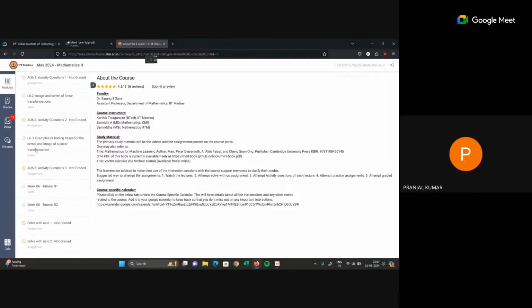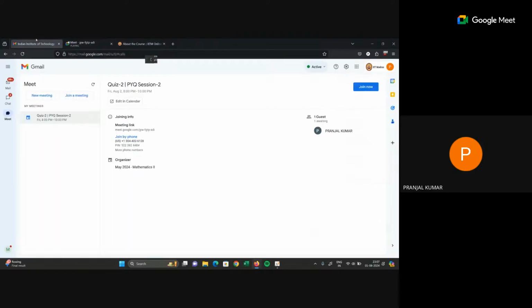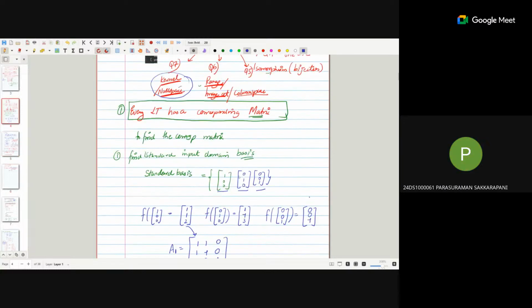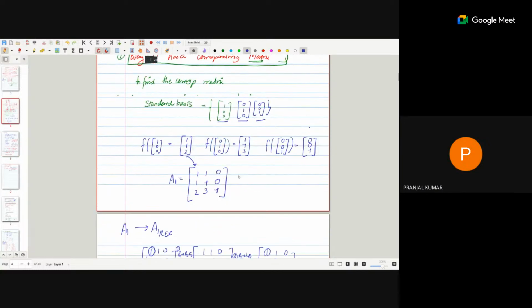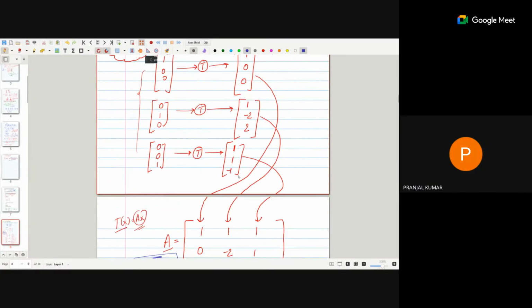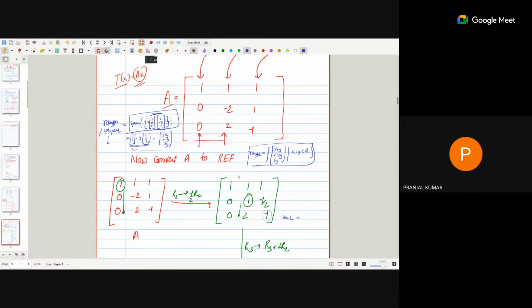Yeah, so we have covered everything. Now one more thing. Can you tell me the basis for range from this example only? Tell me what would be the basis for range. The basis for range would be these two elements, right? Okay, fine. So now you know everything from week 5 and 6.